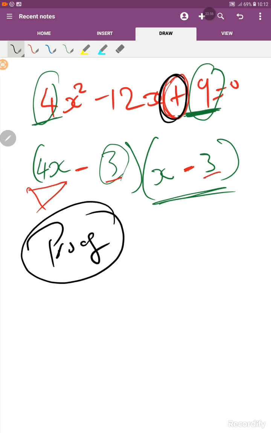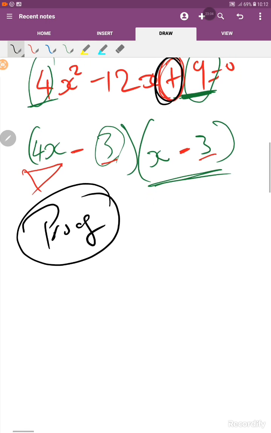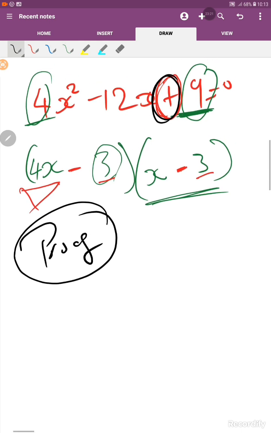So this thing is not important. Don't put it there in the equation or in the test. You are just proving, do it aside. You're going to say 4x multiplied by x is going to give you 4x squared. Then 4x multiplied by negative 3 is going to give you negative 12x. Therefore, negative 3 multiplied by x is going to give you negative 3x.